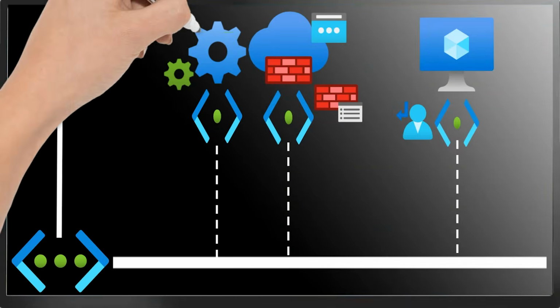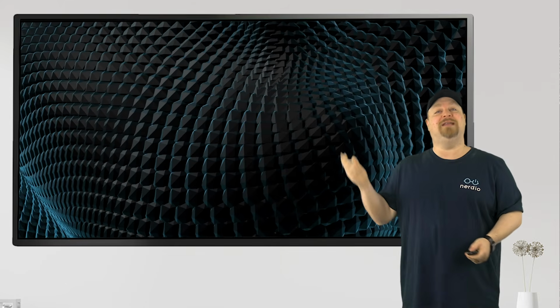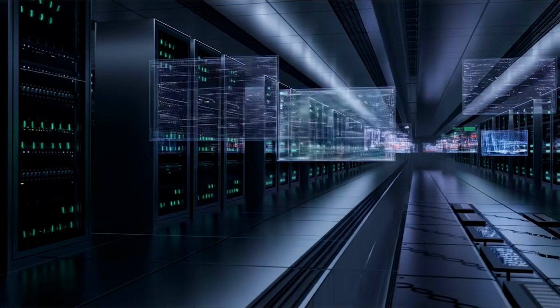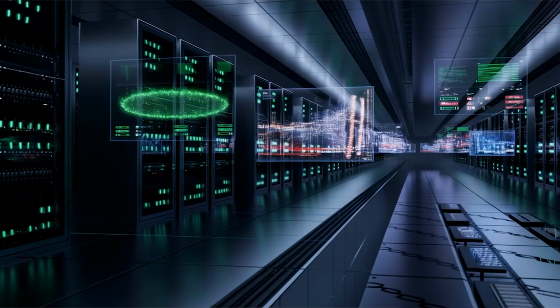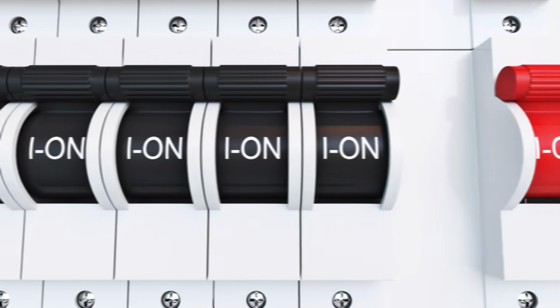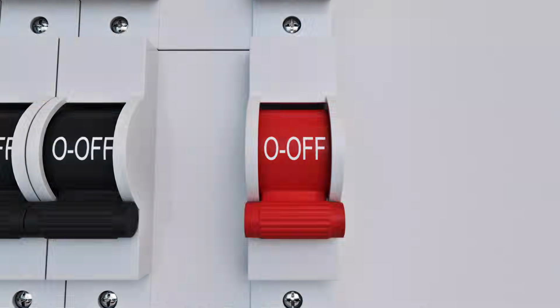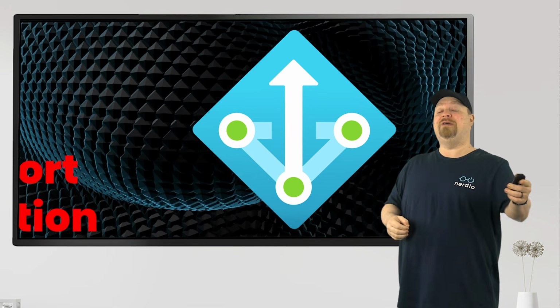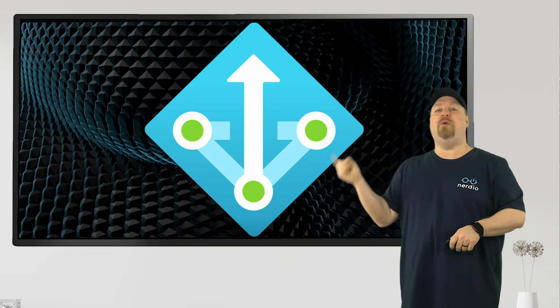So the best way to fix all of this is with something called the Azure NAT Gateway. Its whole purpose is to give you scalable outbound internet access with over 1 million SNAT ports. And it also works better than a firewall to close those ports when they're done being used, so you don't run into SNAT port exhaustion. And you can even combine a NAT gateway with your firewall and have the best of both worlds.